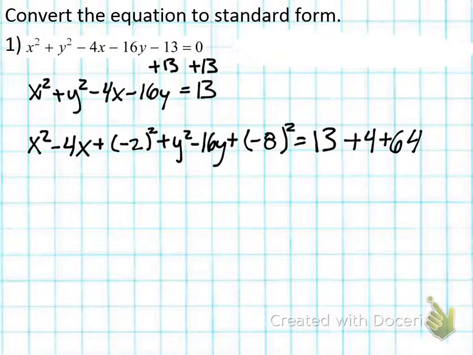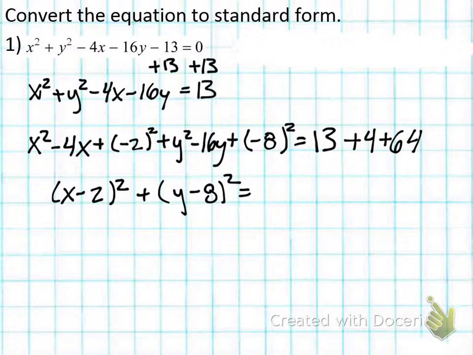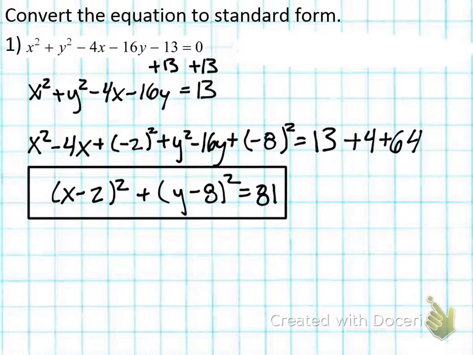Okay, my x terms, I can factor this to, the reason we do completing the square, right, is because I can just pull these down. So it's just x minus 2 squared. And then with my y's, that drops down, I get y minus 8 squared. And then adding these together, 64 plus 4 is 68, plus 13 gives me 81. So now I have this in standard form.